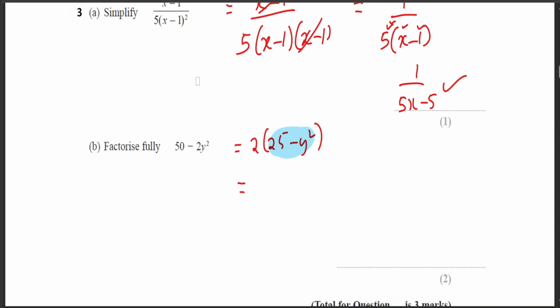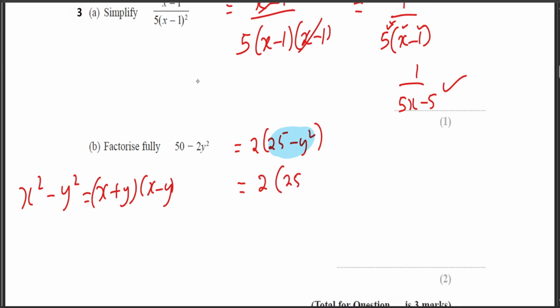The product of 2 squares says that if you get x squared minus y squared, it's just the same as saying x plus y and x minus y. We don't have enough space here, so let me use this. So you have 2 into bracket 25.